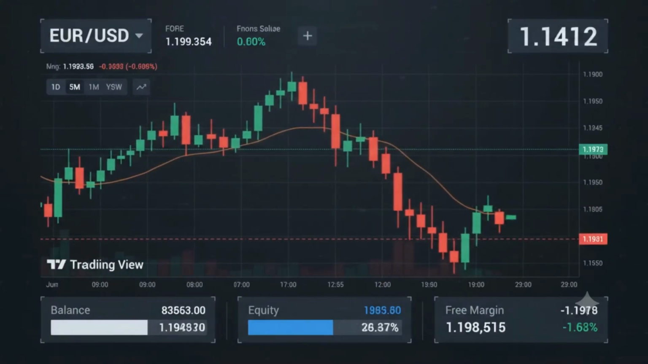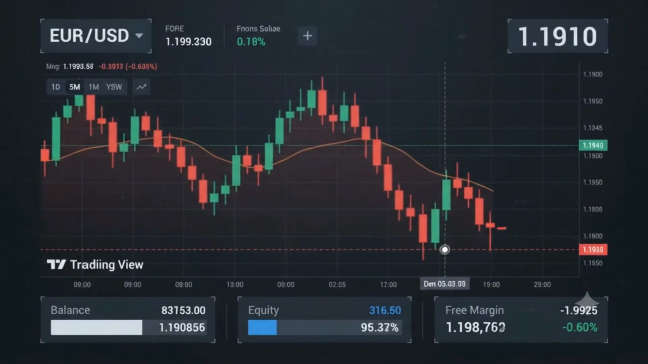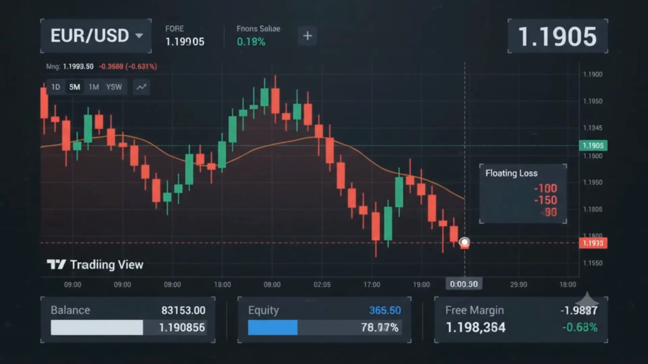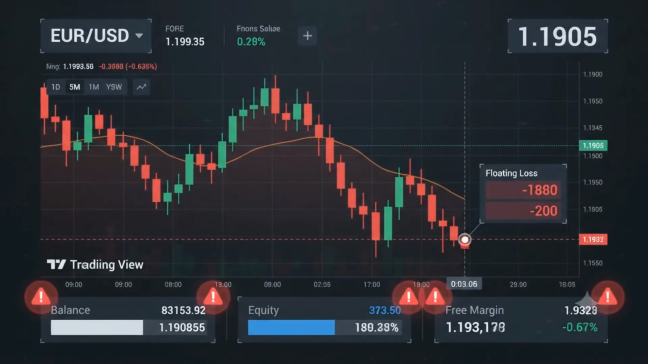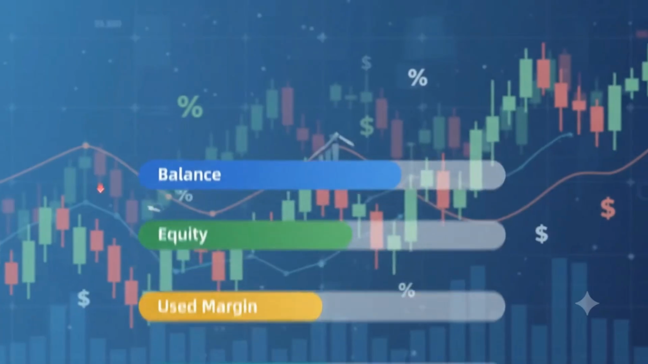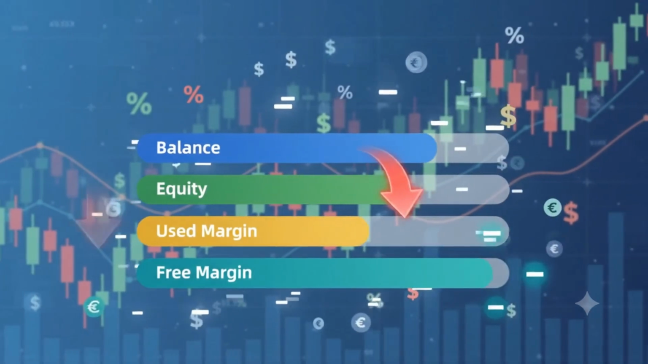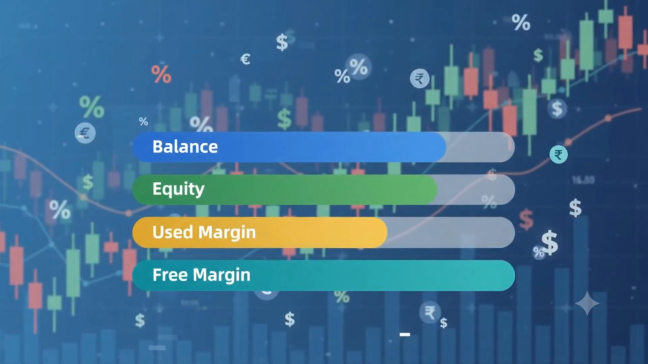After entering the trade, the EURUSD price falls to 1.1905. This movement creates a floating loss on the account. As equity decreases, your free margin also decreases.